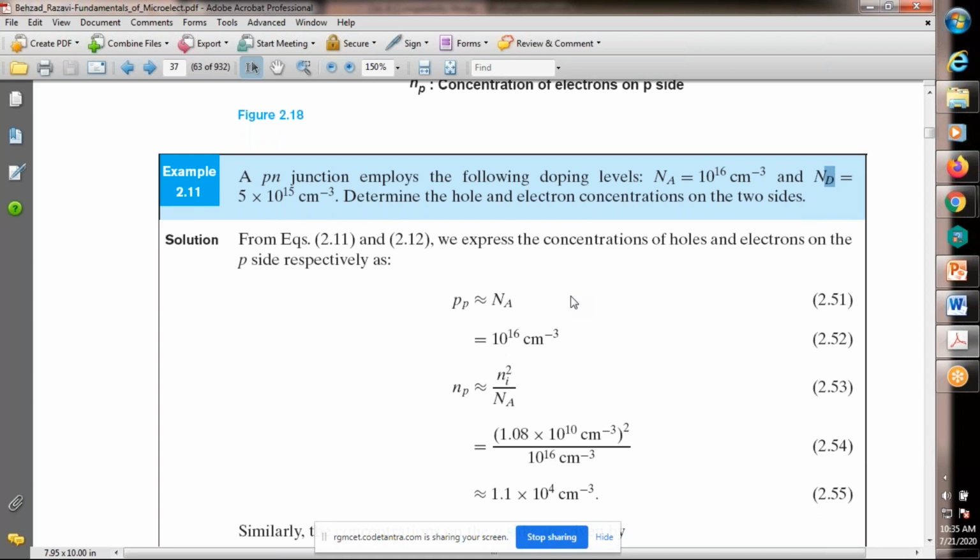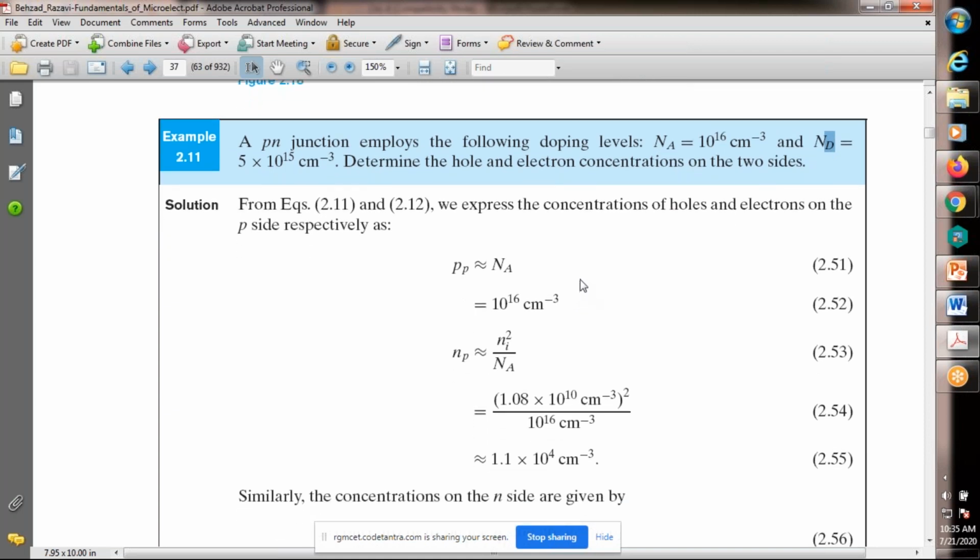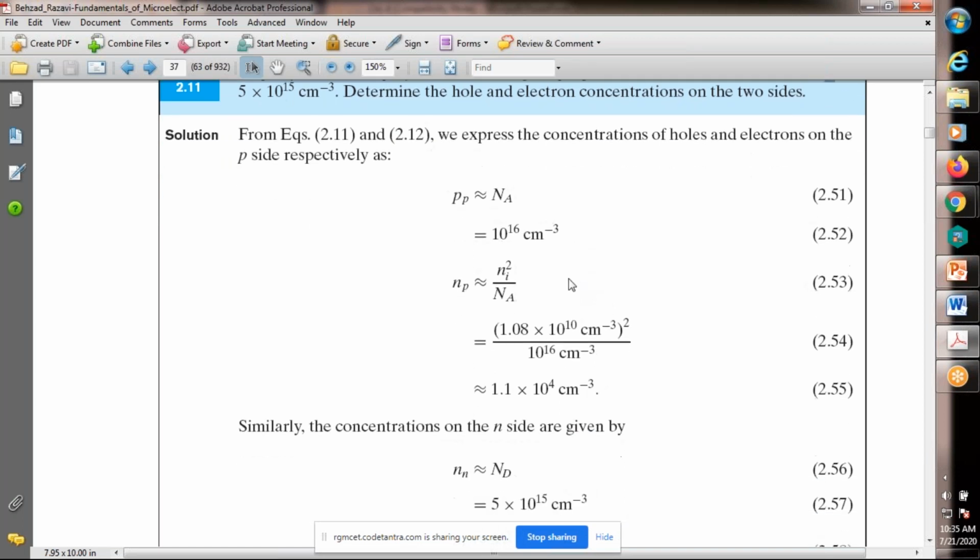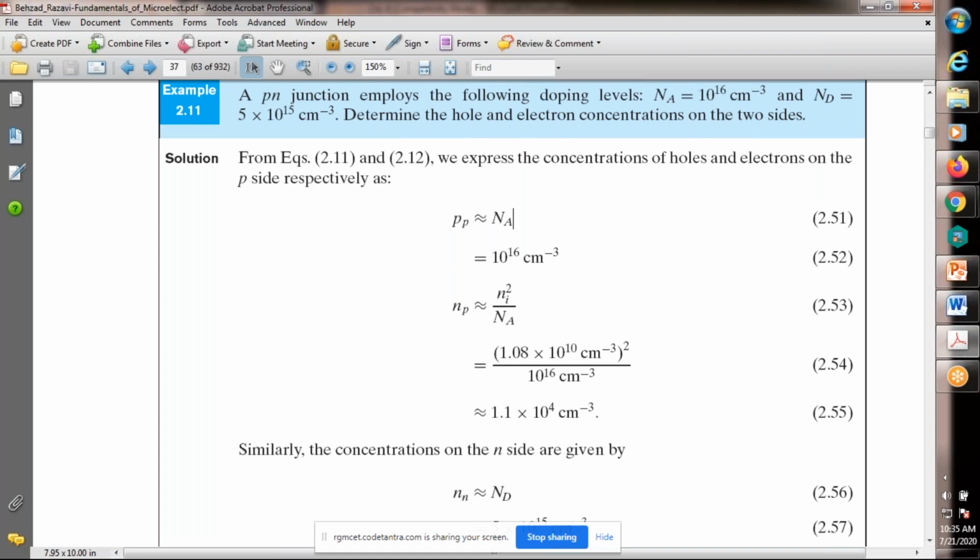Here one more important point: according to the mass action law, the number of donor atoms or number of acceptor atoms is approximately equal to majority carriers. Acceptor atoms means P type. In P type, which one is the majority carriers? Holes are the majority carriers. So Pp, what is the level? Approximately equal to Na, number of acceptor atoms. That information is given in the problem, 10 power 16.